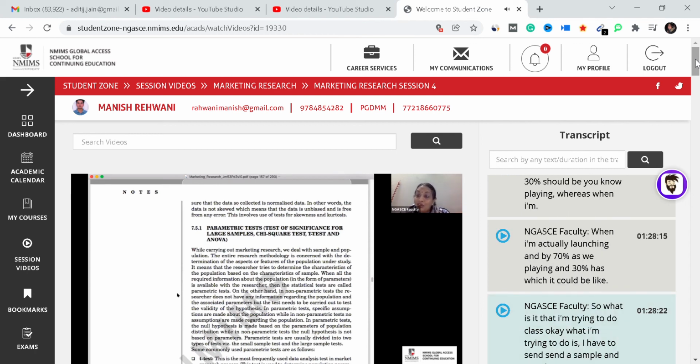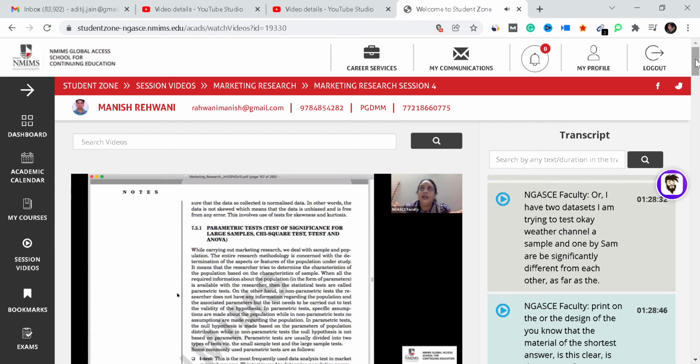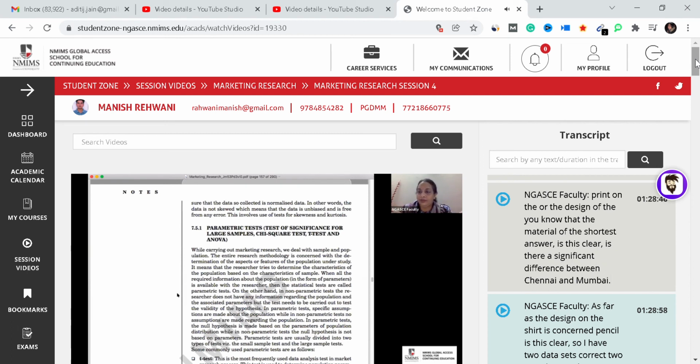So what is it that I am trying to do, class? I have 2 samples, a Chennai sample and a Mumbai sample, or I have 2 data sets. I am trying to test whether the Chennai sample and Mumbai sample are significantly different from each other as far as the design of the material of the shirt is concerned. Is there a significant difference between Chennai and Mumbai as far as the design on the shirt is concerned? Is this clear?